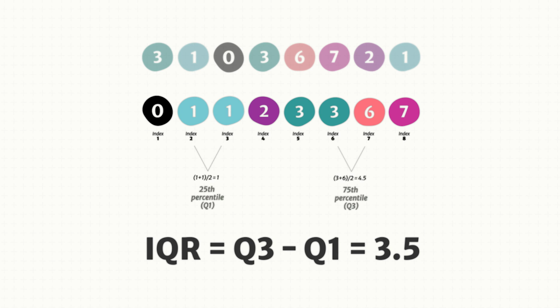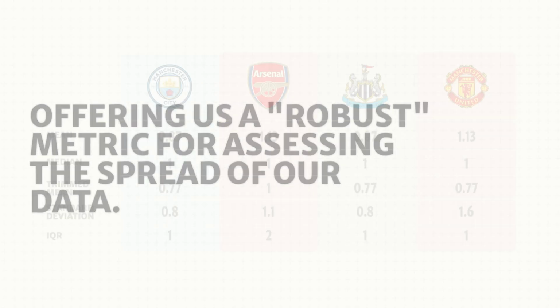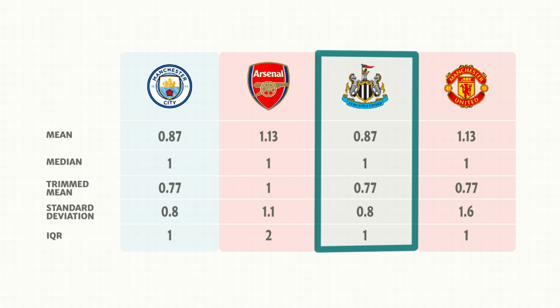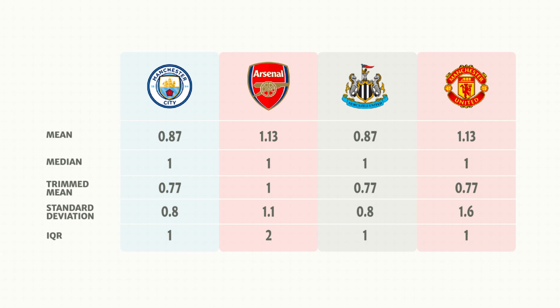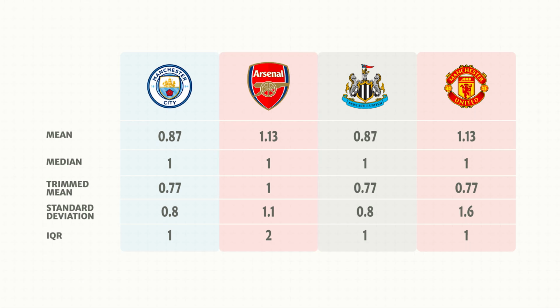If you collect repeated samples of a dataset, the IQR would not change by that much, offering us a robust metric for assessing the spread of our data. So this is what the summary stats will look like for our data. As we peek into our dataset, we witness the mighty Newcastle with the lowest standard deviation and IQR, demonstrating their consistent defensive fortitude throughout the season. On the other end of the spectrum, Arsenal emerges as the wild card, exhibiting a larger standard deviation, indicating a wider range of defensive outcomes. But beware, these measures alone do not paint the full picture.